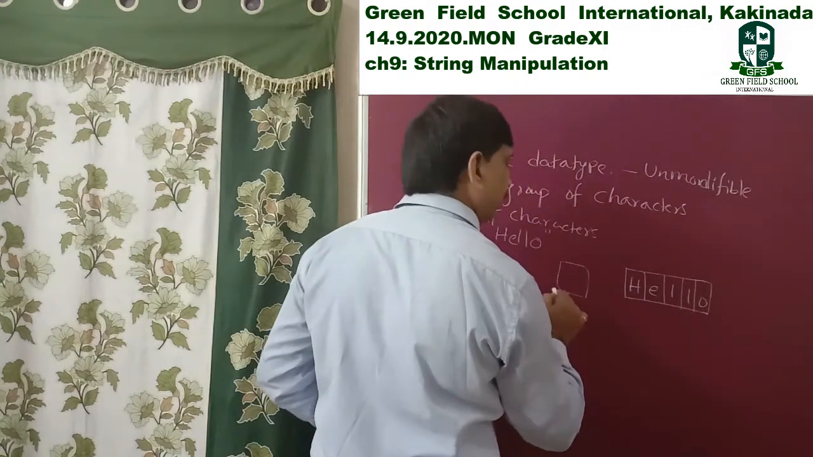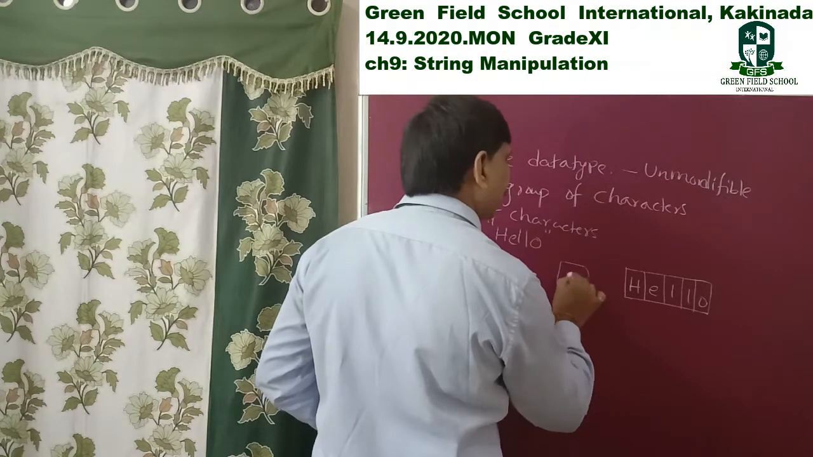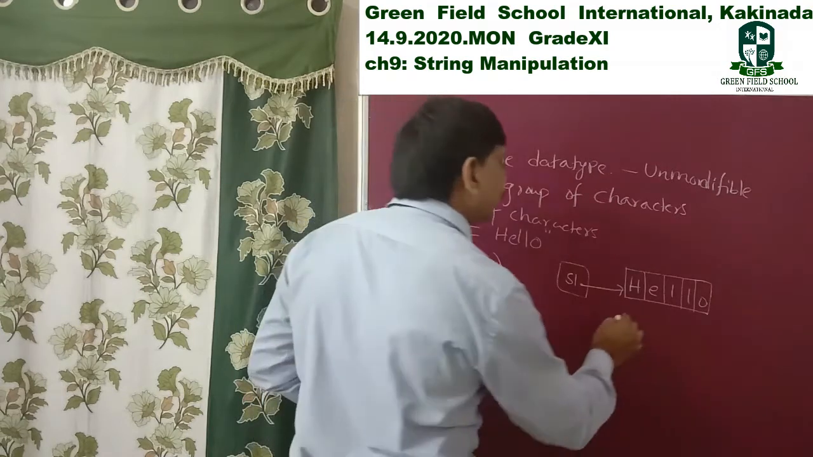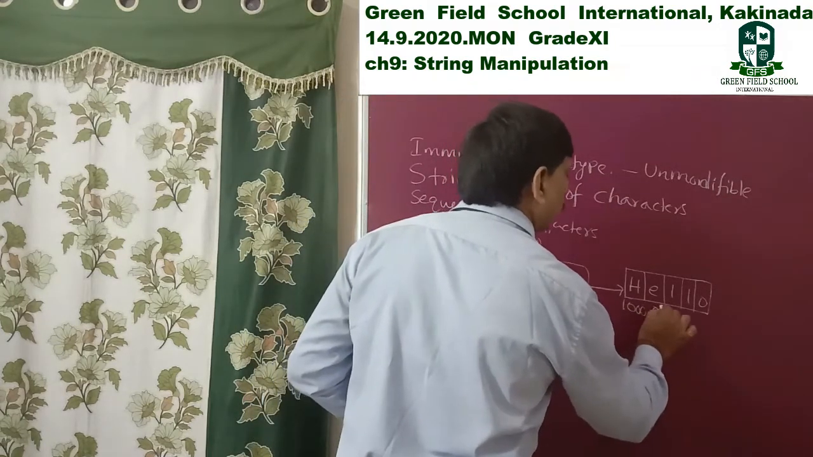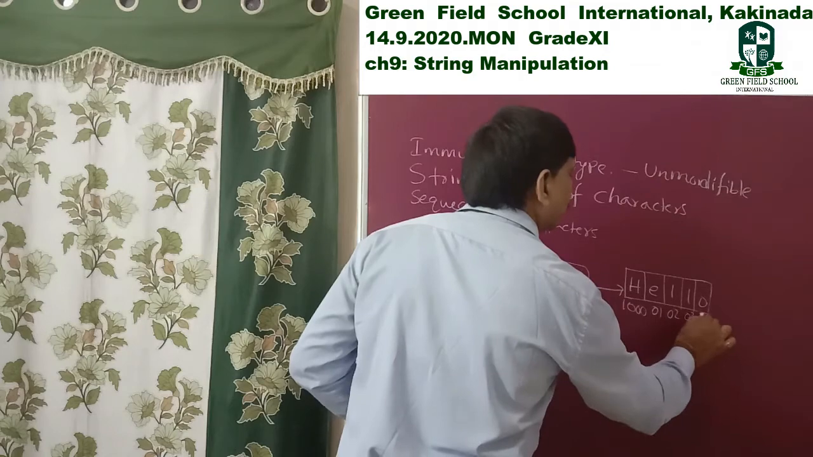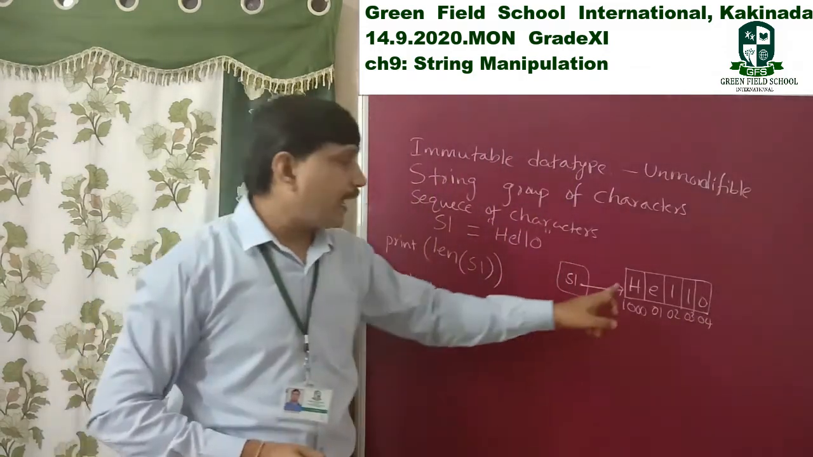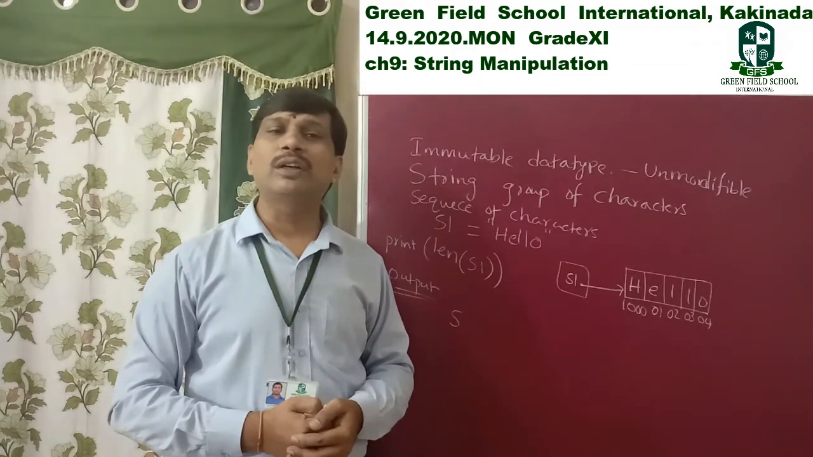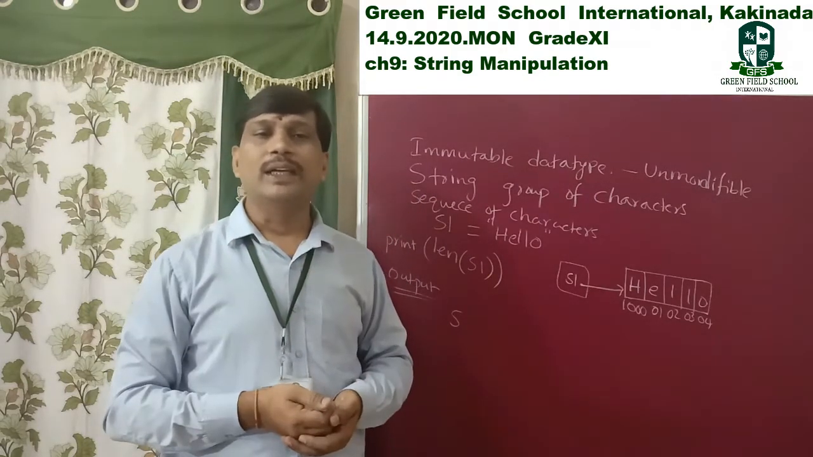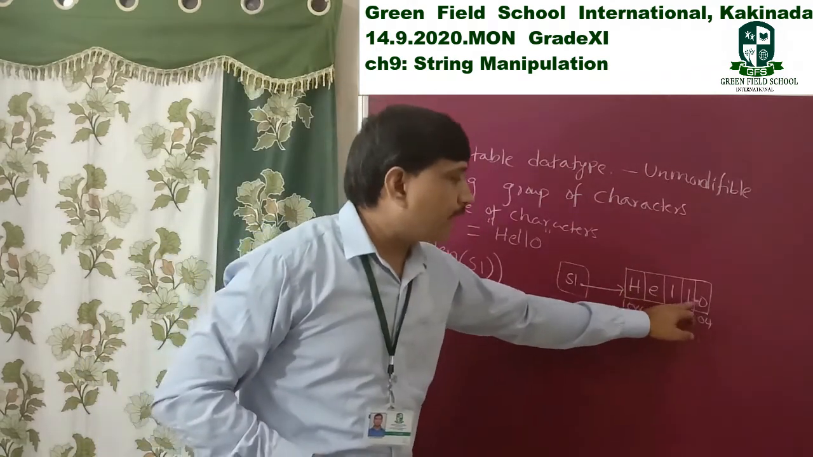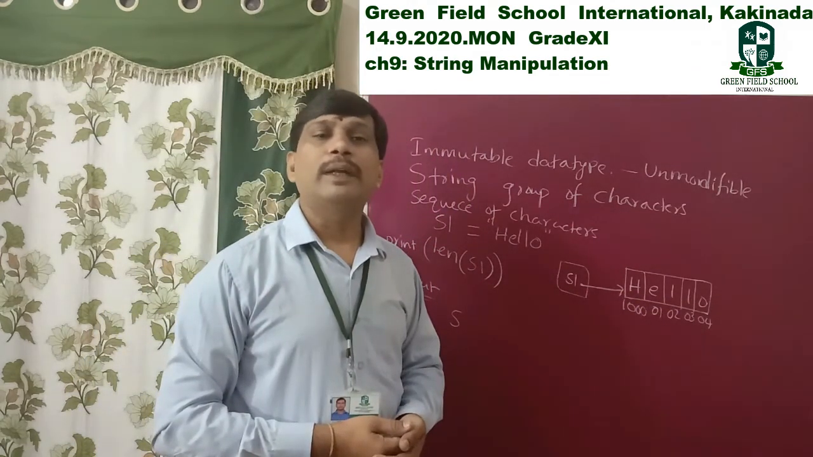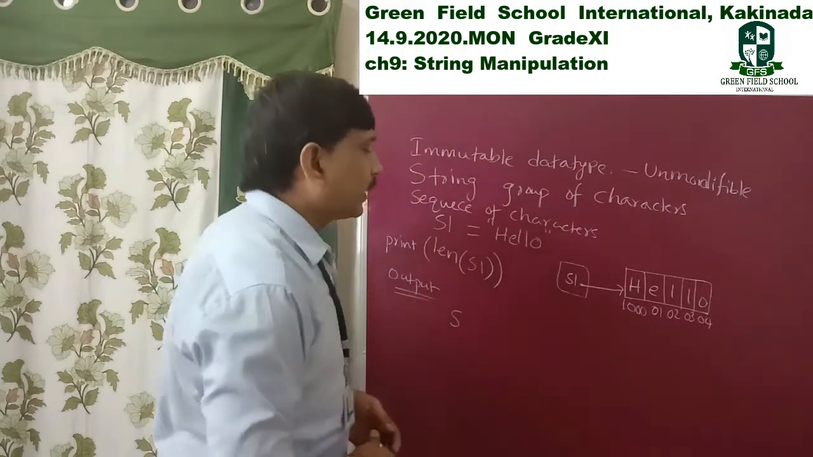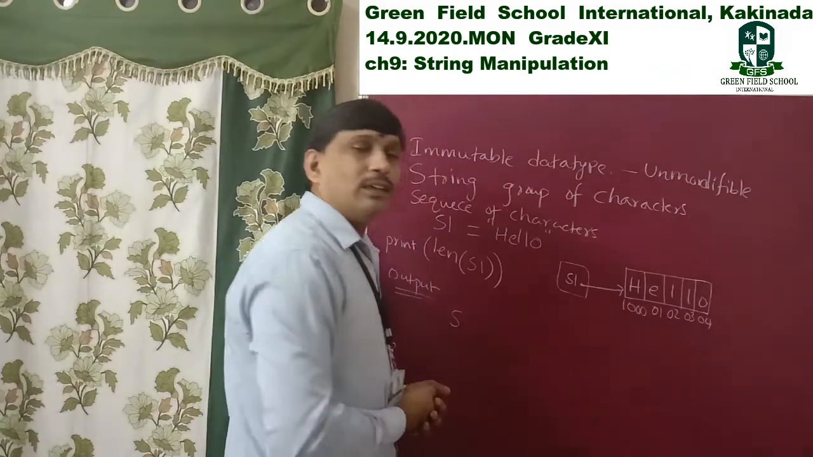S1 is created and represented like this. This one starts at memory location 1000, then 1001, 1002, 1003 and 1004. Each character in the given string occupies 1 byte. 1 byte is equal to 8 bits. So each and every character occupies 1 byte of memory. Here total characters are 5.